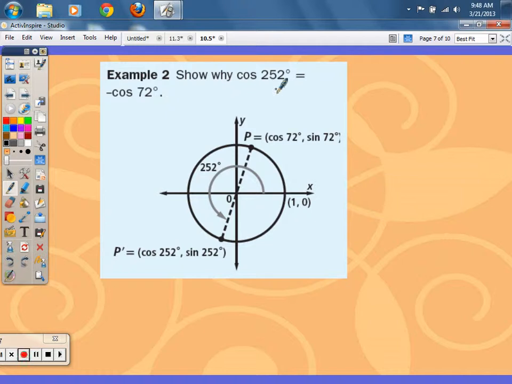So show why cosine of 252 equals negative cosine 72. Well, cosine 252 would be down here. If I drew in my right triangle, to figure out what this angle, let's call it alpha this time, is, I would take 252 minus 180, because I went 72 degrees past 180, so that's what that angle is. Both values here are negative because it's in the third quadrant, so cosine of 252 should be the opposite of what cosine 72 is, because that's in quadrant 1 where everything is positive.